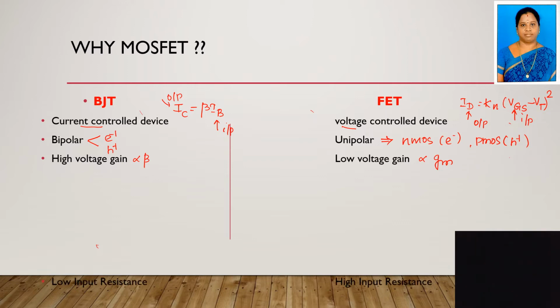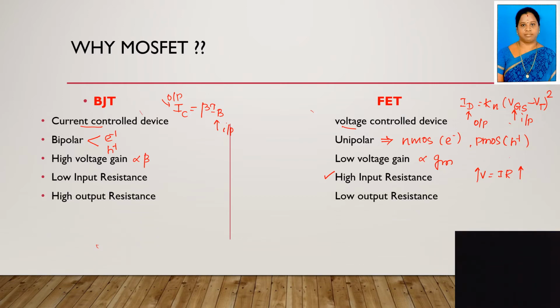The next parameter is input resistance. The BJT has low input resistance, whereas MOSFET has high input resistance. Actually, this is a required quality of any voltage amplifier. For any voltage amplifier, the input resistance must be high. Why? You know that voltage equals current into resistance as per Ohm's law. If you have high resistance, you will have high voltage. It is directly proportional. So if any amplifier has high input resistance, the amplifier will easily receive even a weak signal. That is a good quality of any amplifier.